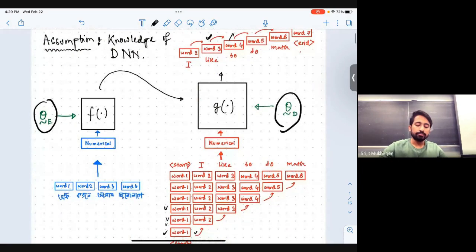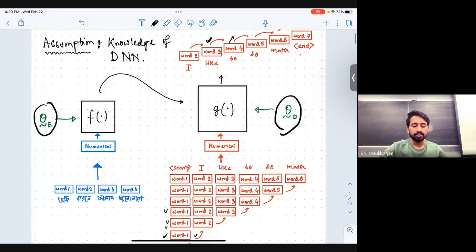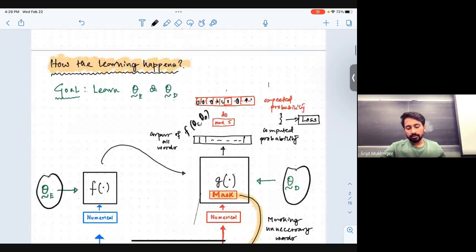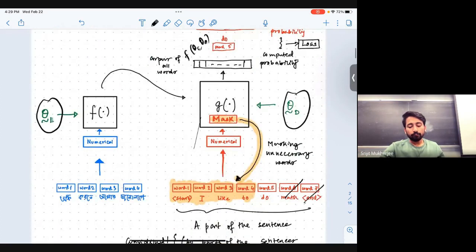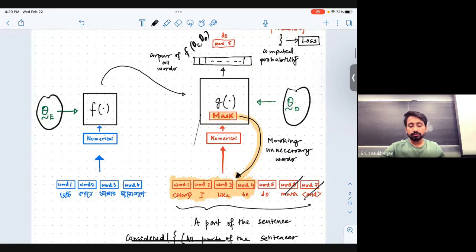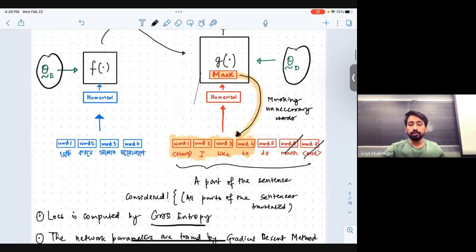And finally, once theta e and theta d are learned, if you just input the blue part, it will automatically give the output, based on the probabilities, based on the parameters. Great. Now, this is the aspect of how it's being trained, how the learning happens.